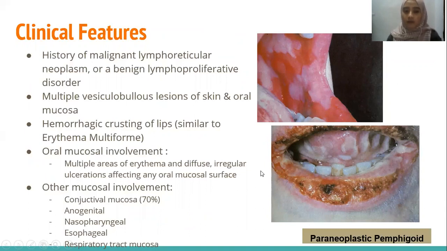And the oral mucosal involvement is characterized by multiple areas of erythema and diffuse irregular ulcerations affecting any oral mucosal surface, as shown in the picture above here. And the other mucosal site involvement includes conjunctival mucosa, which is in 70% of the cases, anogenital, nasopharyngeal, esophageal, and respiratory tract mucosa.